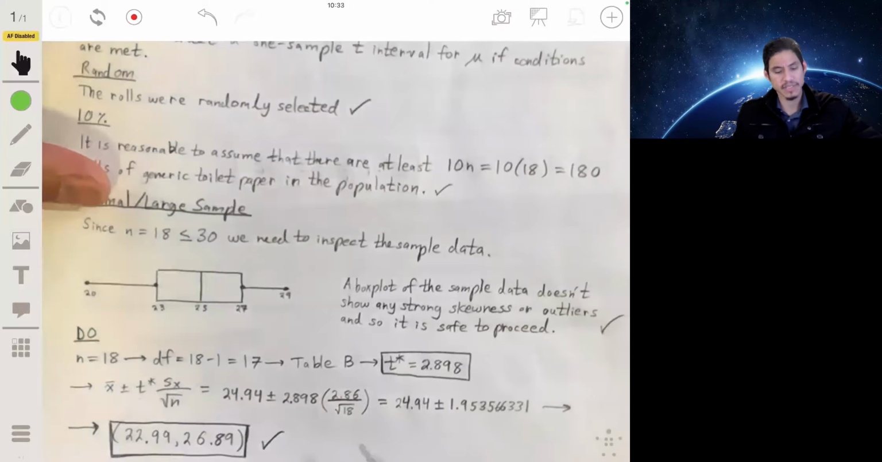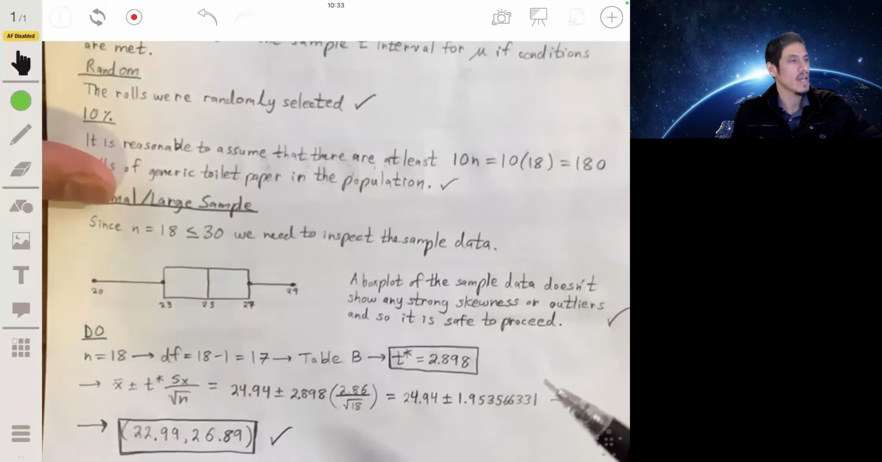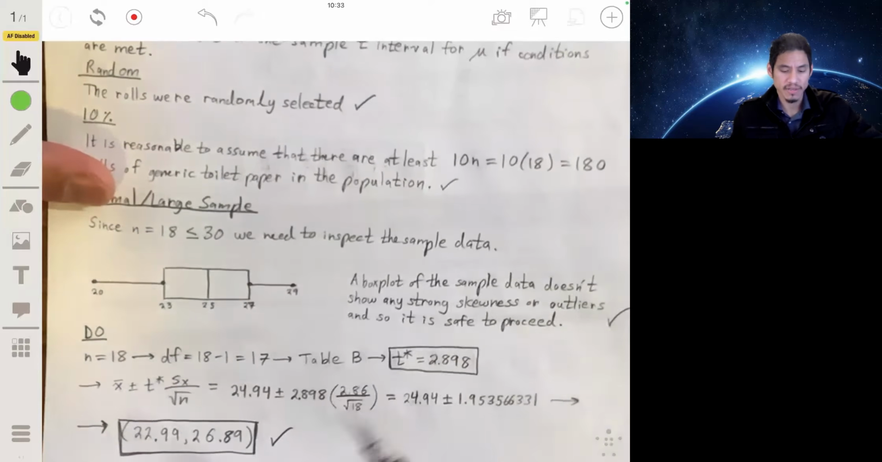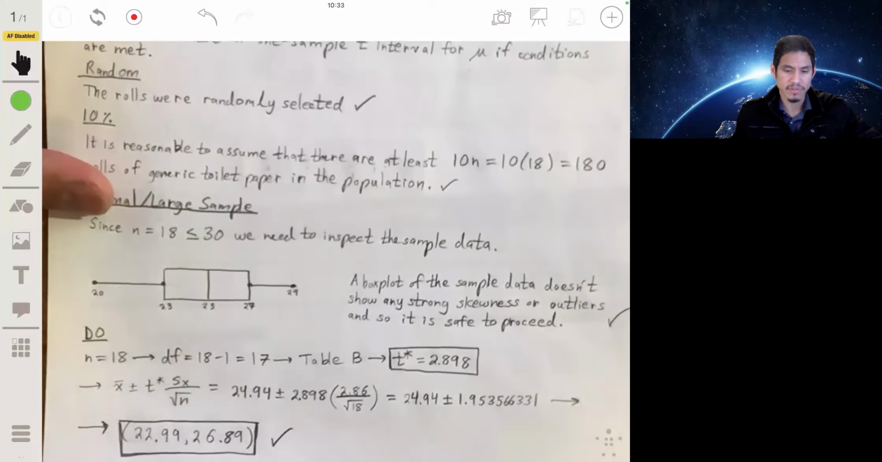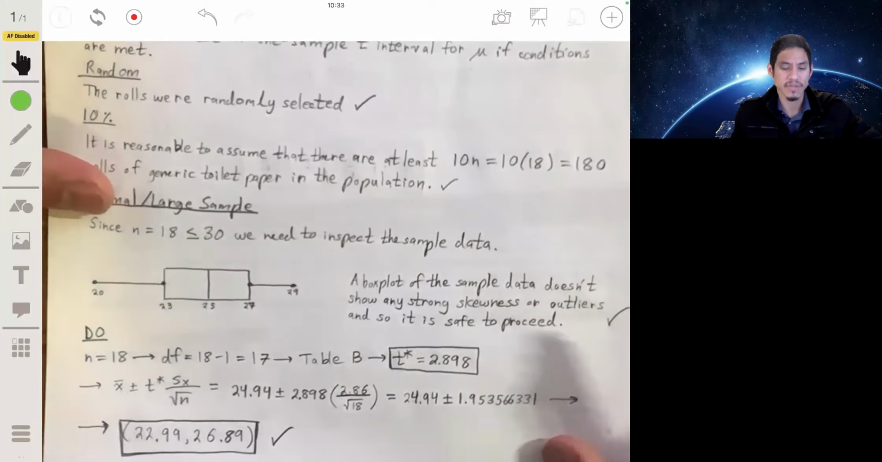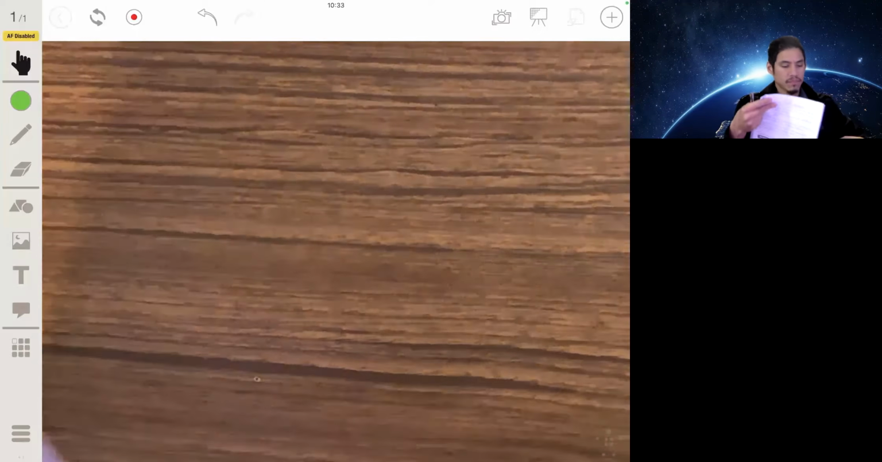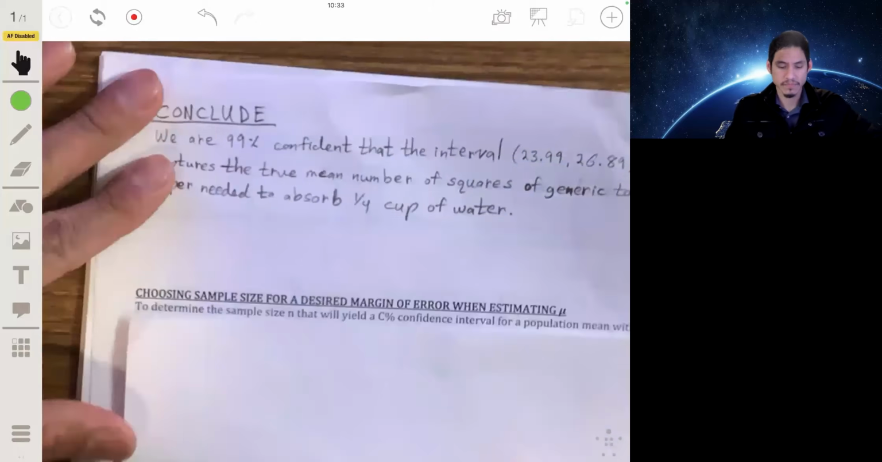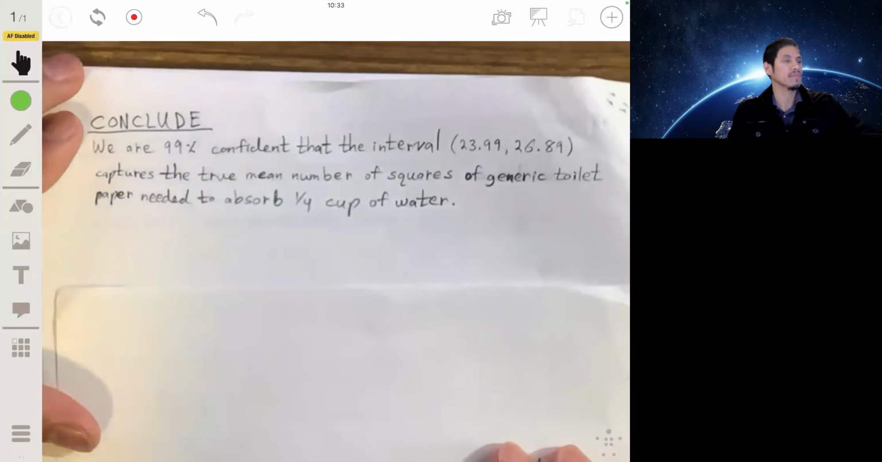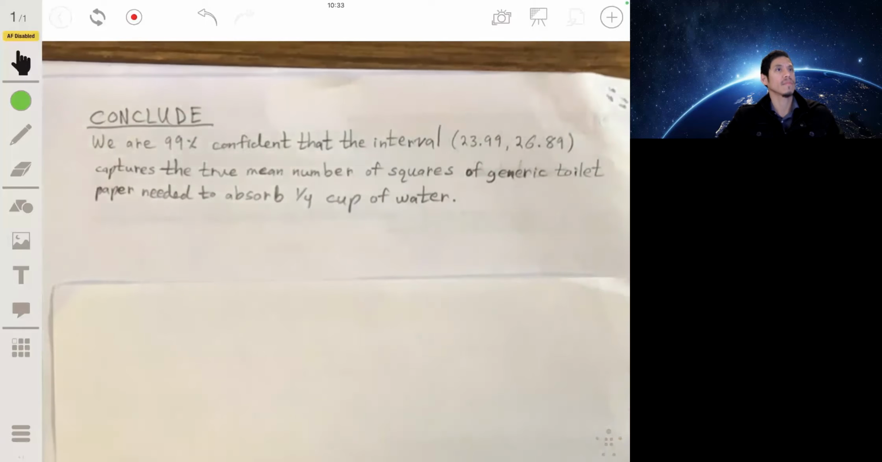Okay, so then basically I just go to my conclusion. I say that I'm about 99% confident that this interval captures the true mean number of squares of toilet paper that's needed to absorb 1/4 cup of water. And that's it.